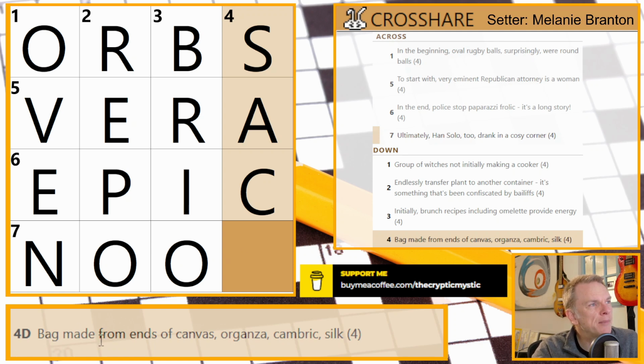4 down is bag made from ends of canvas, organza, cambric, silk. What a cool clue that is, eh? So what's happening there? The definition here looks like it's bag, and it's being made from. So that's the link word again between the definition and the wordplay. The ends of is literally referring to the words canvas, organza, cambric, and silk. So it's the last letter of canvas, organza, cambric, and silk. So it's S-A-C, and this is going to be a K here, isn't it? So going to give us sack, which means bag.